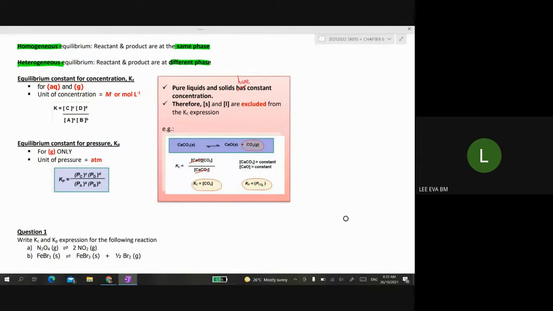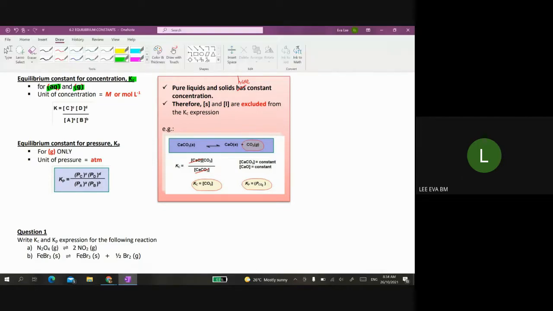Okay, so we go back to our equilibrium constant Kc. So Kc again stands for the equilibrium constant for concentration. And I want you to take notes. I really take care of the phases. So concentrations, it is only for the aqueous solution and gaseous phase.